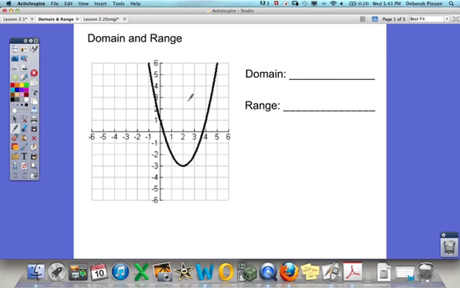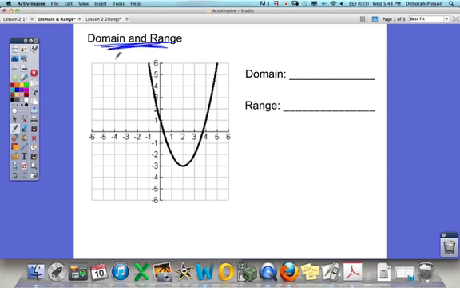So in 2.1, we mentioned domain and range briefly. We mentioned that domain is the x values and range is the y values. What we're going to look at in this section, which isn't actually out of the book, so you'll probably just want to title it domain and range, random extra section, whatever you want to do.